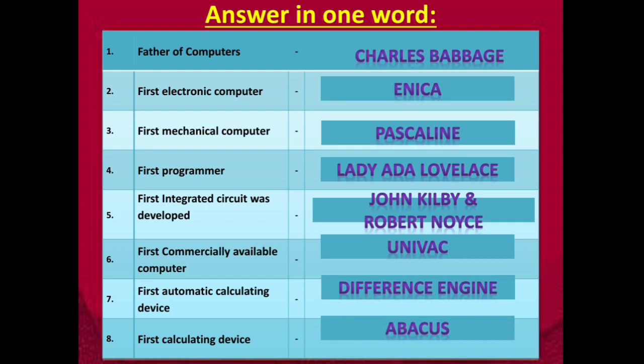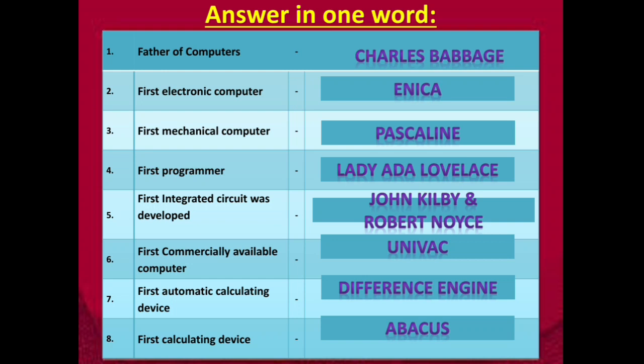Okay, see, the first one: who is the father of computers? Charles Babbage. First electronic computer, ENIAC. Mechanical computer, Pascal line. And who was the first programmer? Lady Ada Lovelace. The integrated circuit was first developed by Jack Kilby and Robert Noyce. The next one is the commercial computer, UNIVAC; automatic calculating, that is the difference engine; and the first calculating device is the abacus.